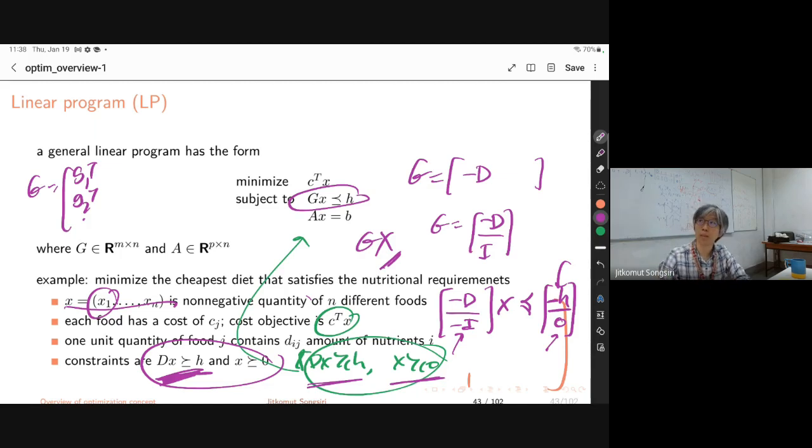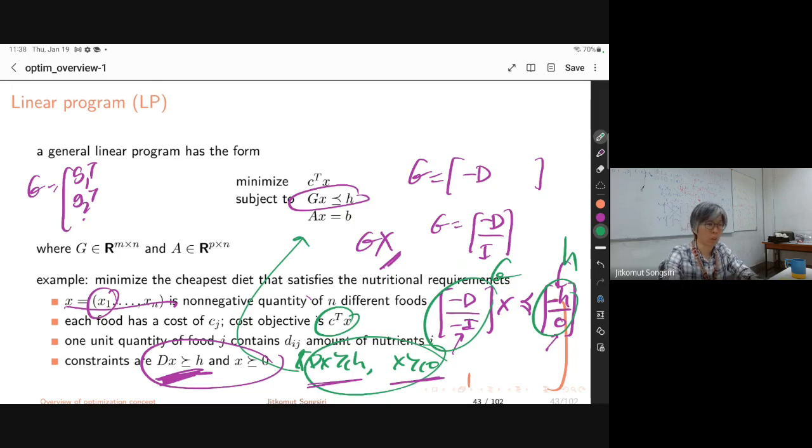From this format, this is going to be your G, right? Okay, this is going to be your G. This is going to be your new H. When you solve a linear program, just figure out the dimension of G and H, because that tells you how many linear inequality constraints you have.